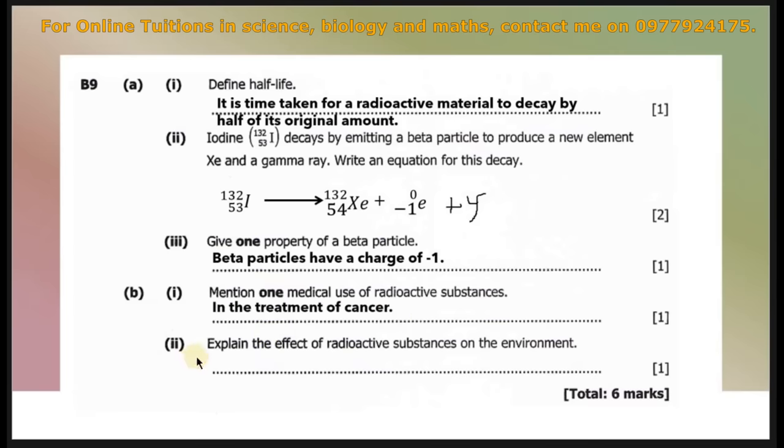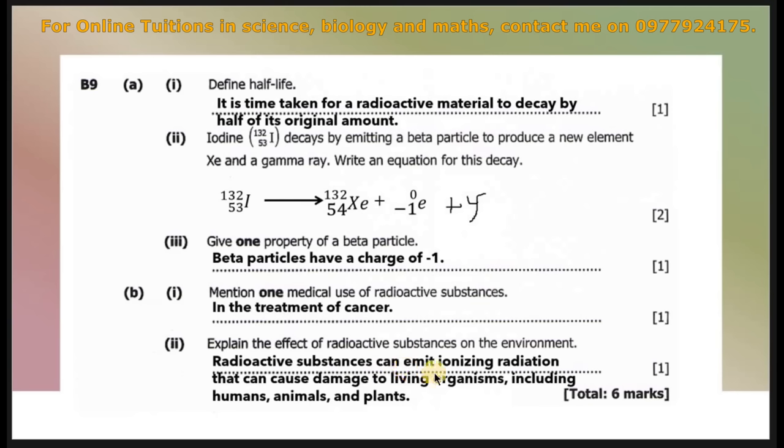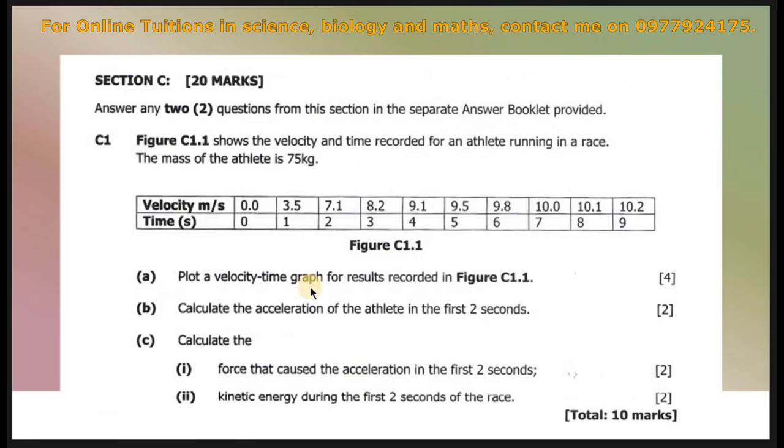Then 2, explain the effect of radioactive substances on the environment. Many effects. So most radioactive substances can emit ionizing radiation that can cause damage to living organisms, including humans, animals, and plants.